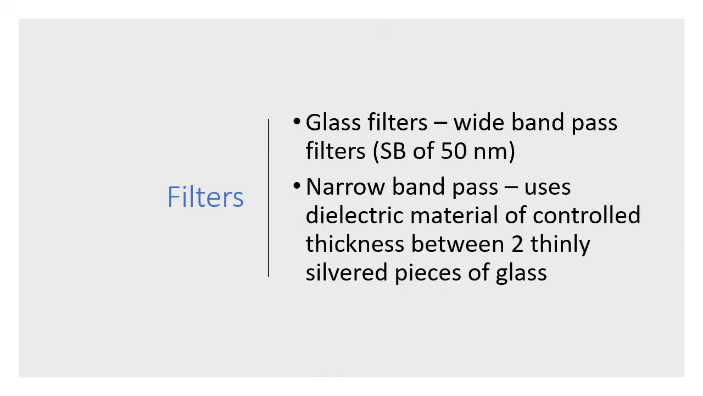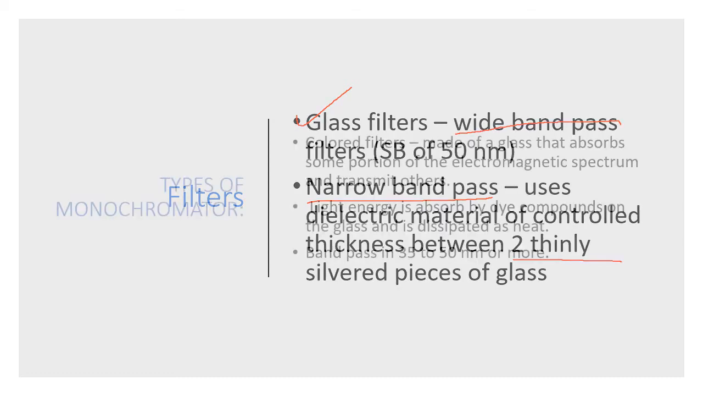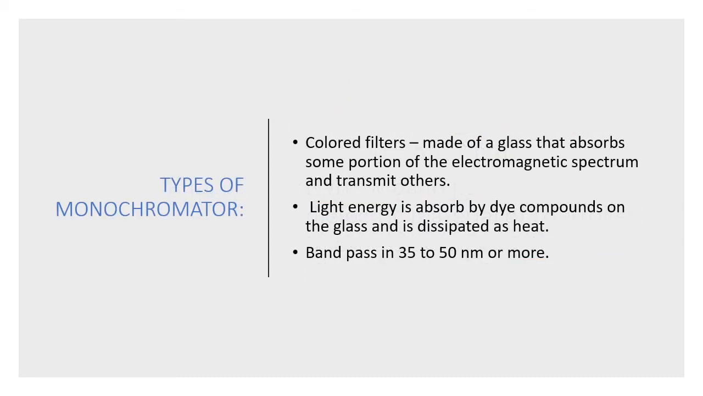Next, we have filters. Glass filters have a wide band pass, and then you have your narrow band pass, which uses dielectric material of controlled thickness between two thinly silvered pieces of glass. Types of monochromator, you have colored filters. So think of a cellophane. If you want to shine a certain color of light, maglalagay ka ng plastic cellophane doon sa harap ng flashlight mo, and then for example, green yung cellophane mo, it's going to shine a green light, no?